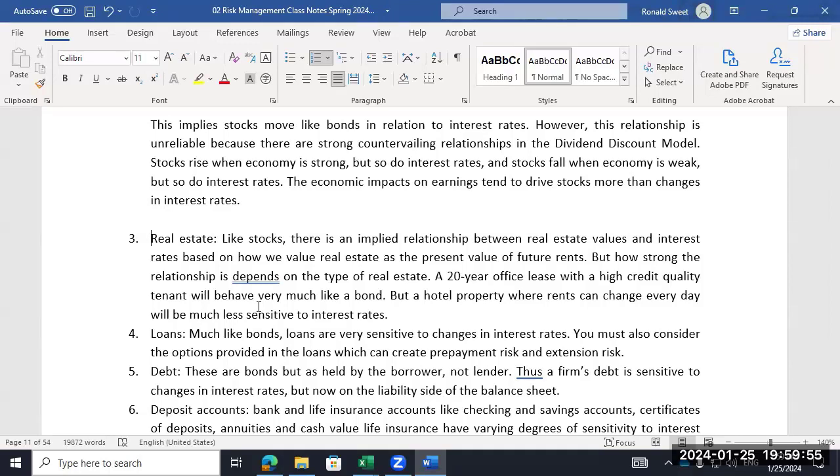If you have a real estate that's a hotel, where they can change rates every night, that sounds like really short duration, like almost a short-term bond. So you can think of real estate kind of bond-like. It obviously has other things going on with it, but it certainly is somewhat bond-like.